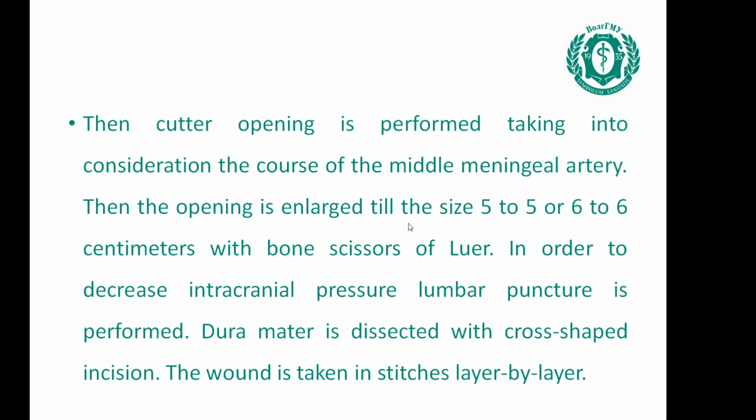Then a burr opening is performed taking into consideration the course of the middle meningeal artery. Then the opening is enlarged to a size of 5 to 6 centimeters with bone scissors or forceps. In order to decrease intracranial pressure, lumbar puncture is performed. The dura mater is dissected with a cross-shaped incision. The wound is stitched layer by layer.